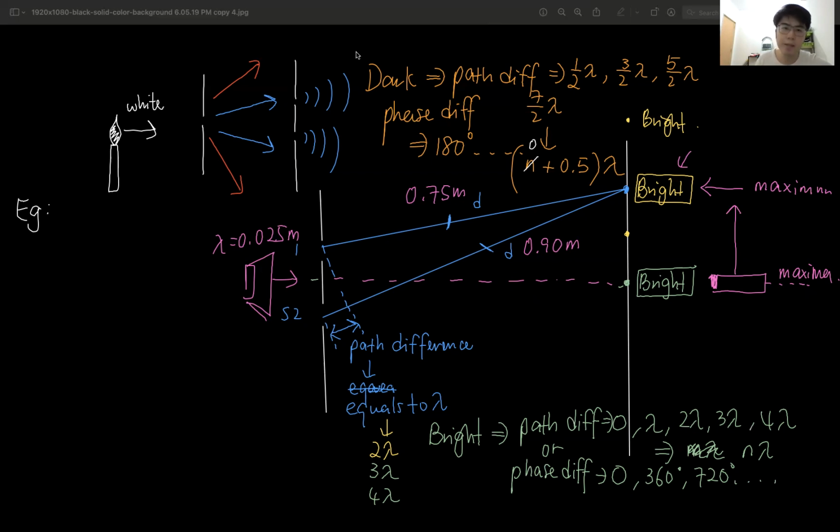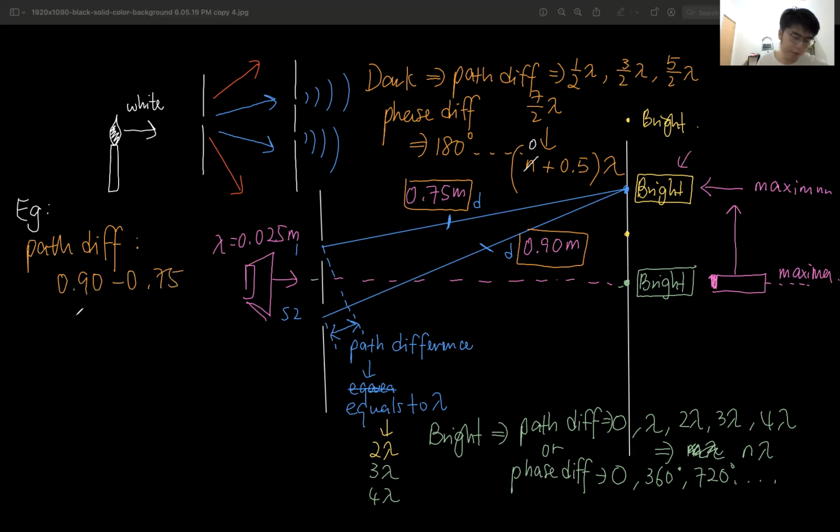So how do you find this one? How do I know which order this bright fringe is? You have to look at the path difference. So that's why the length is given here. Again, how to calculate the path difference? We take 0.75, 0.90. So we calculate the path difference: 0.90 minus 0.75. We get 0.15 meter. Okay, the path difference is 0.15 meter.